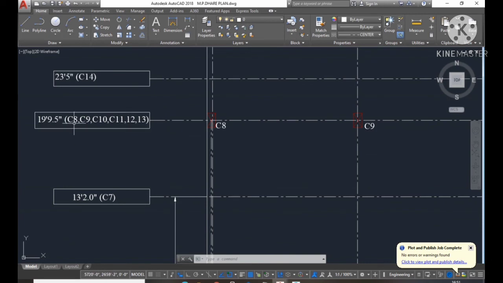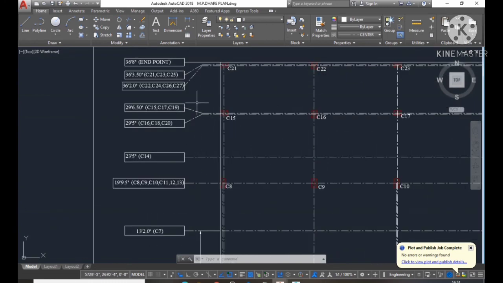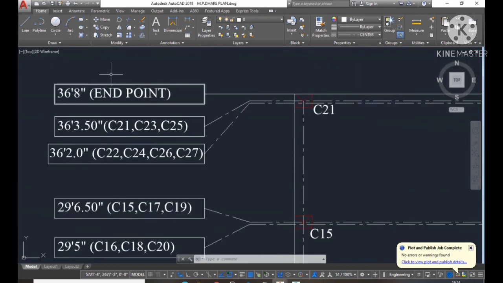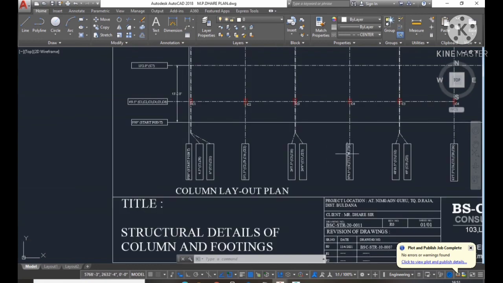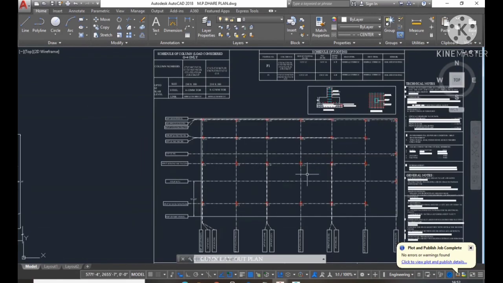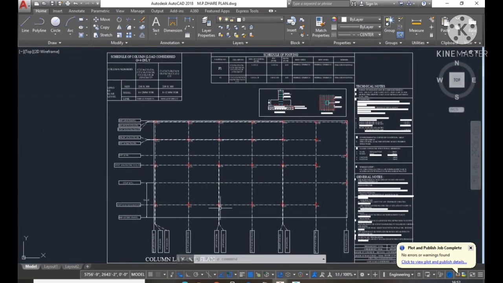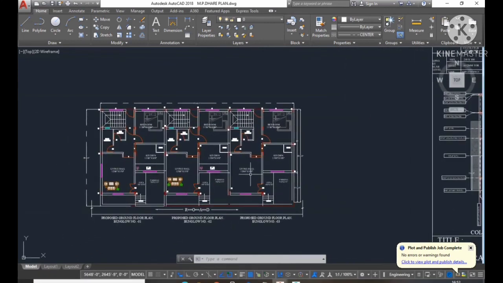C7 is at 13 feet 2 inches. Likewise, C8 to C13 are on the same center line. All the columns have the same center line along the y-axis, at a distance of 19 feet 9.5 inches. If the column orientation is the same, then the center line will be the same. Like this we have to prepare it up to the end point, and the same on the x-axis. On the y-axis and on the x-axis we have to prepare the center line. So this is the example of a prepared center line. It is a live project. In our next video we are going to see how to draw the center line plan and the column footing layout for this live project.